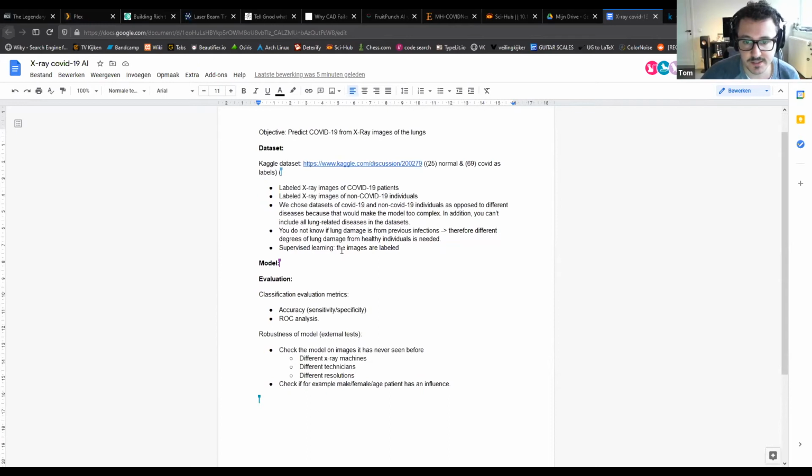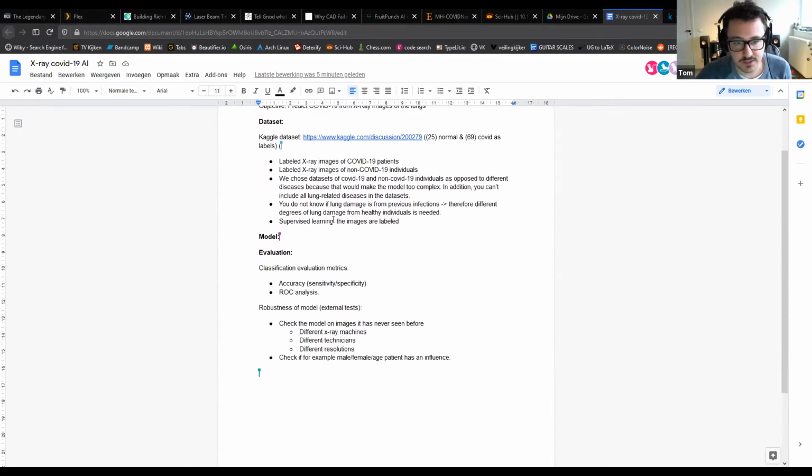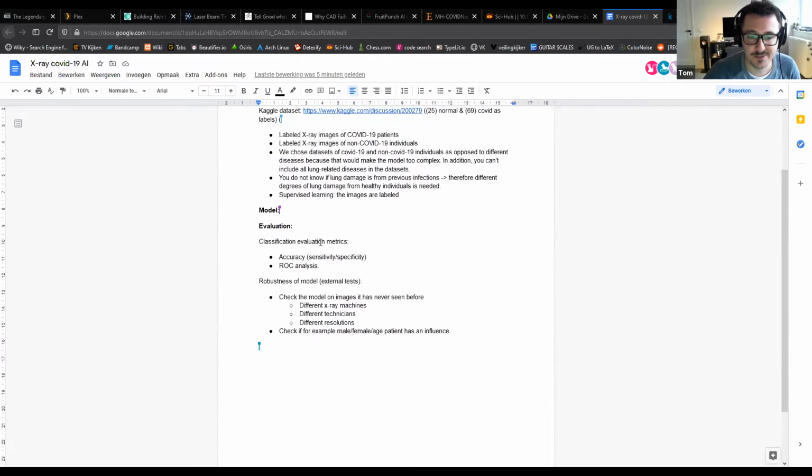Also, in the data set, there needs to be different degrees of lung damage, because the model needs to know if the lung damage is from COVID or from something else. And the images are labeled, so that's called supervised learning. We didn't actually get to the model because we didn't have a lot of time.